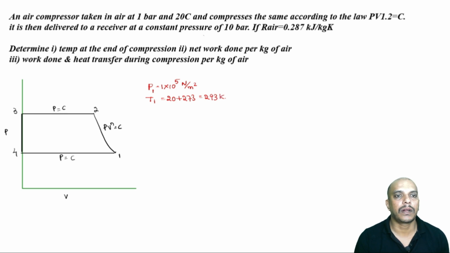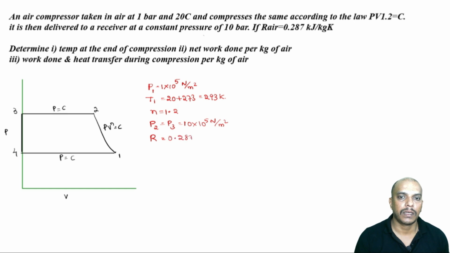And the compressor follows the law PV power 1.2 is equal to constant. So the value of small n, that is polytropic index, is given as 1.2. It is then delivered to a receiver at constant pressure. So delivery pressure P2 is equal to P3, 10 bar, so 10 into 10 power 5 Newton per meter square. And the value of R is given for air as 0.287 into 10 power 3. I am converting it into joule, so R you can say is 287 joule per kg Kelvin.